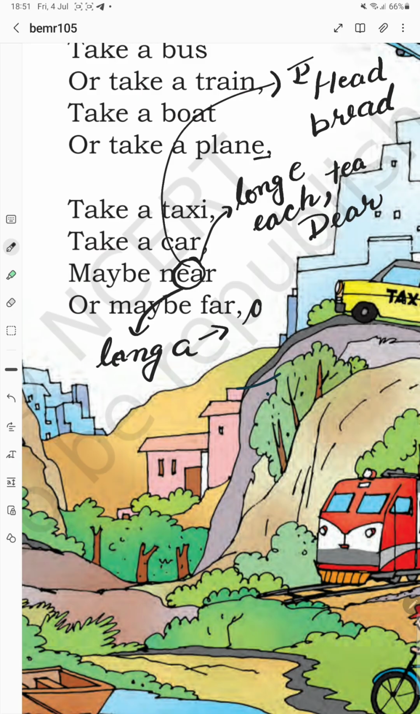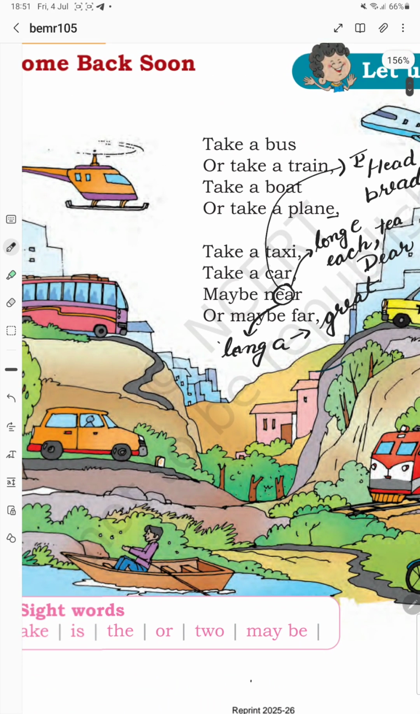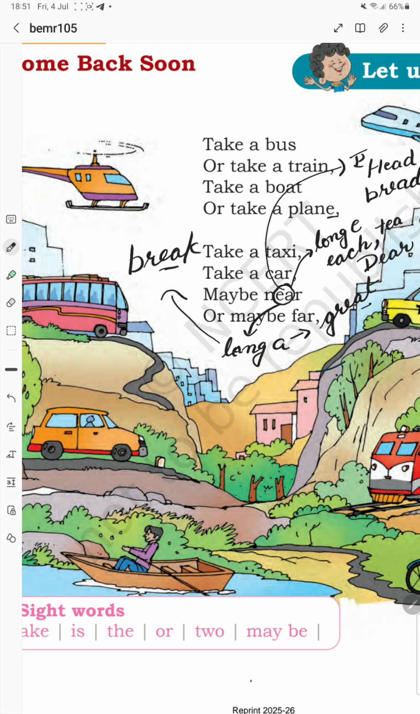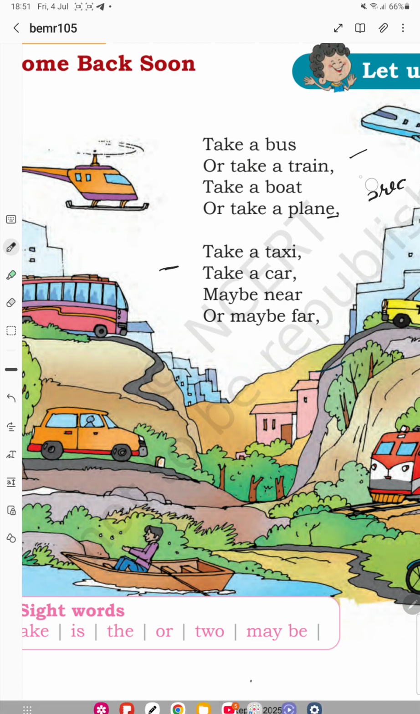And in the words like great and break, EA is giving long A sound, A, great, break. So we should remember that whenever these two letters E and A come together, this gives three different sounds so that our kids don't get confused. It gives long E sound, short E sound, head, and long A sound. Let me just erase all this mess.